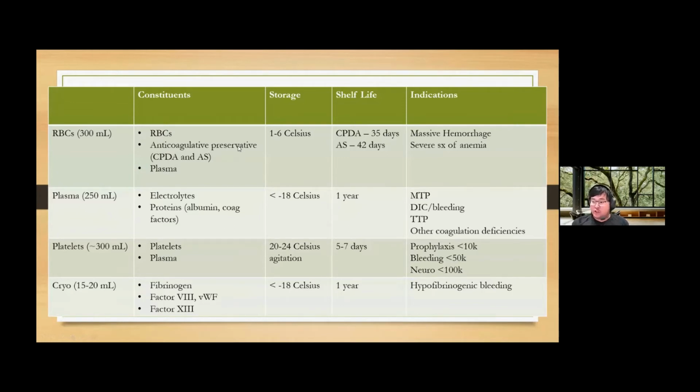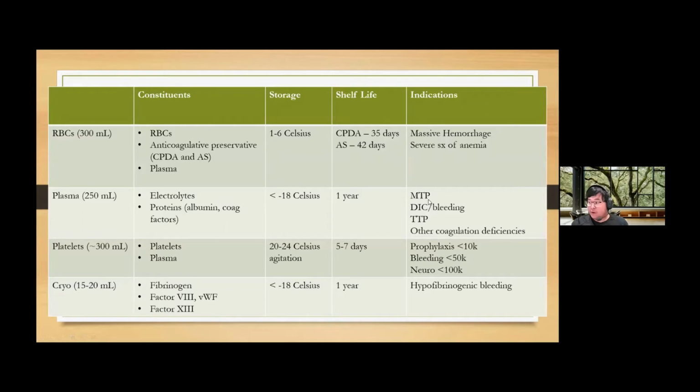This is just a chart that you can take a look at later, for people who are watching the recording. A lot of people don't realize what's in the blood products, and this is a chart that I use daily while on transfusion. We can come back to this later, but really we use red blood cells for massive hemorrhage or severe symptoms of anemia. Plasma is used for DIC bleeding, TTP, and MTP, which is a massive transfusion protocol.